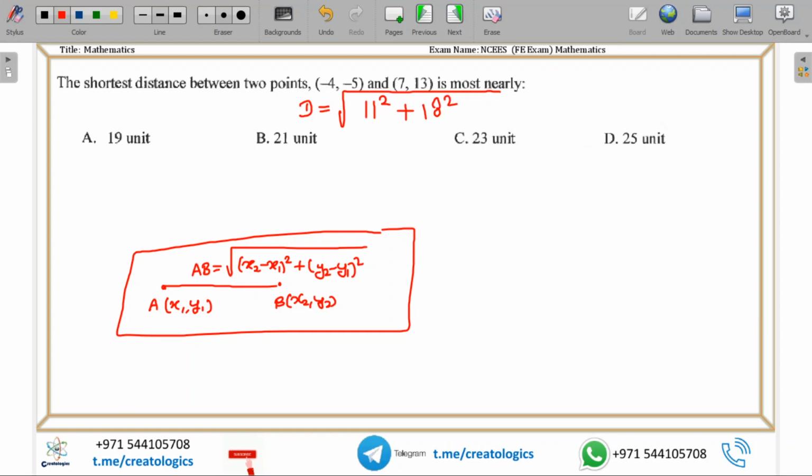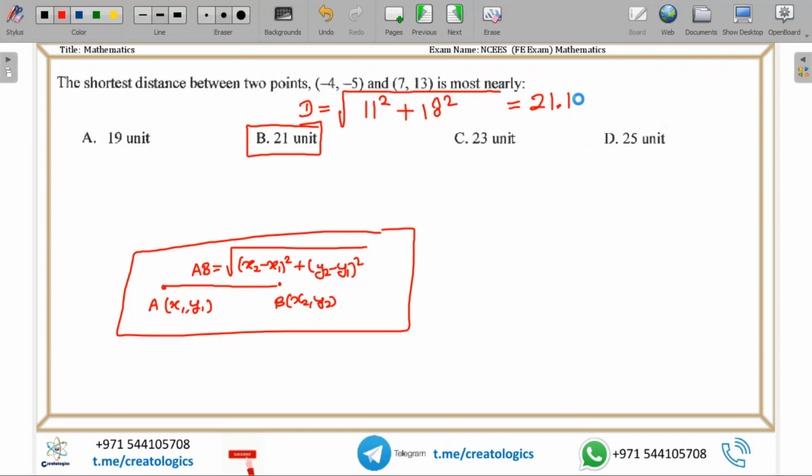You can either use your calculator, or you can simplify it, and at the end you will get the result as 21.1 approximately. So this is most nearly. Which one is the correct? Option B is the most near value. You can use your calculator here to simplify this calculation. Use the distance formula and get the answer.